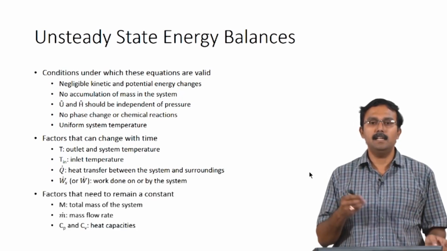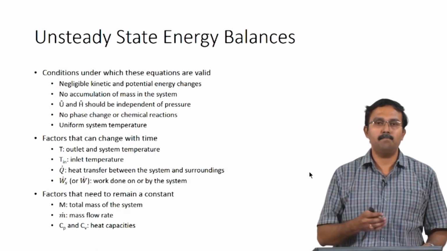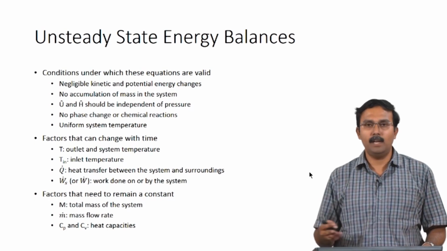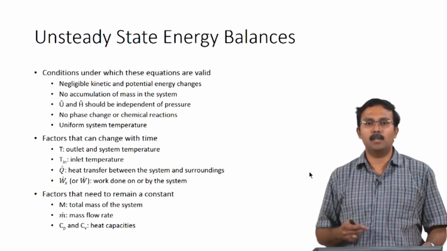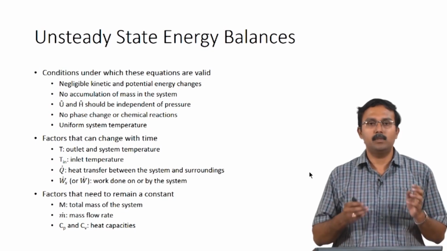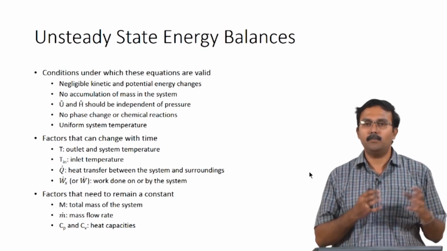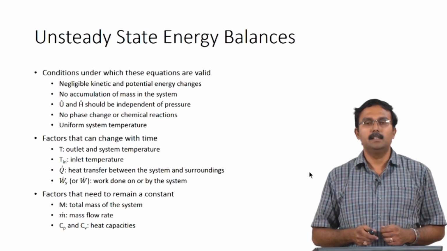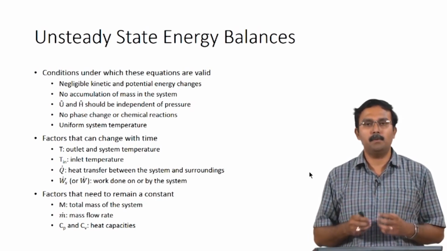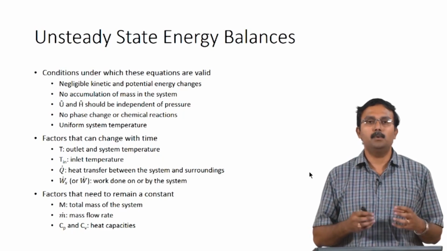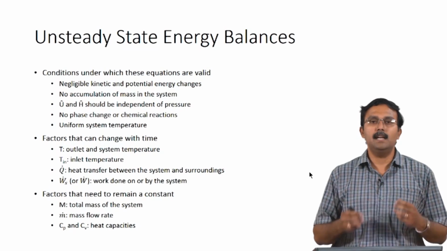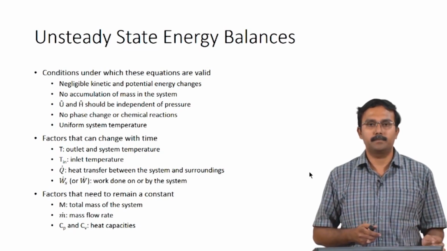The factors that need to remain a constant would be m, which is the total mass of the system, m dot, which is the mass flow rate of the inlet and the outlet streams, Cp and Cv, which are the heat capacities. So, these factors have to remain a constant for these equations to be valid. So, we will consider such simplified systems and try to perform a couple of energy balance problems to fully understand how we can apply unsteady state energy balance calculations.